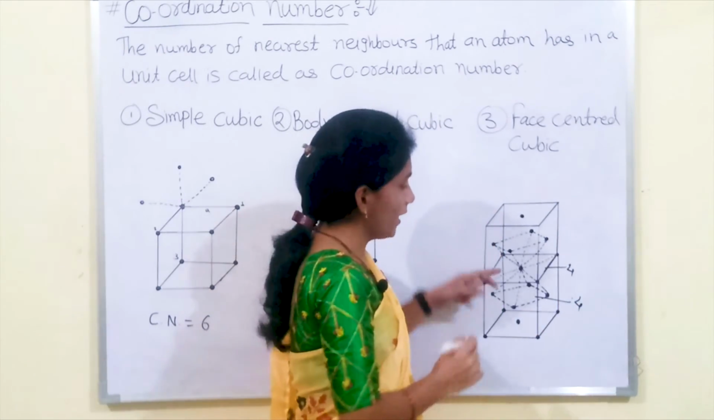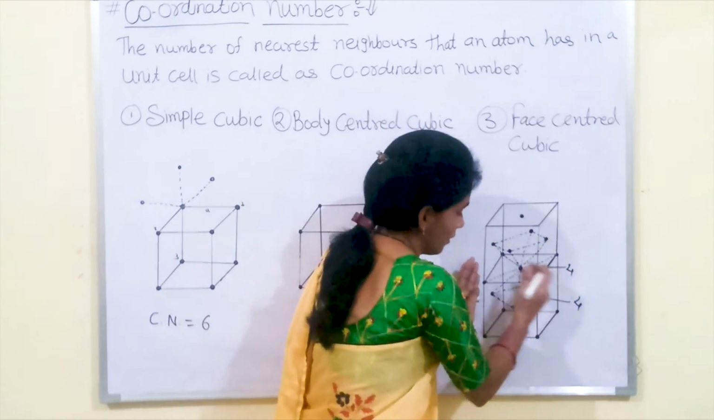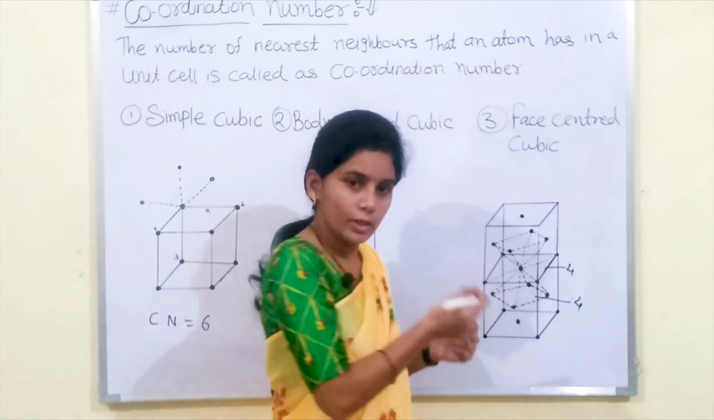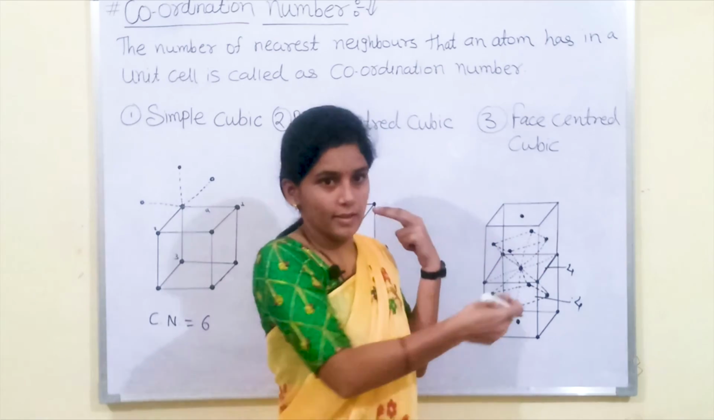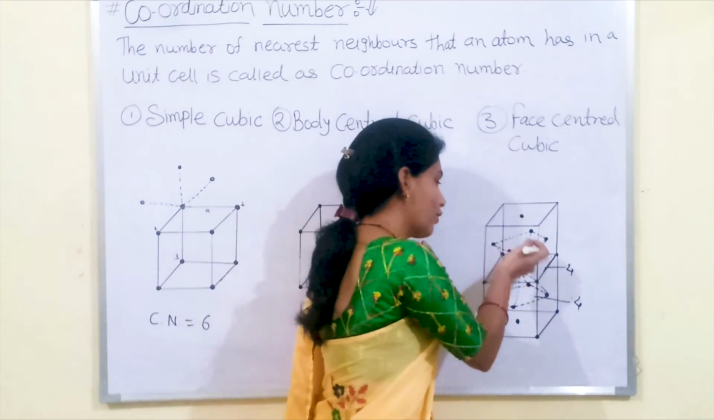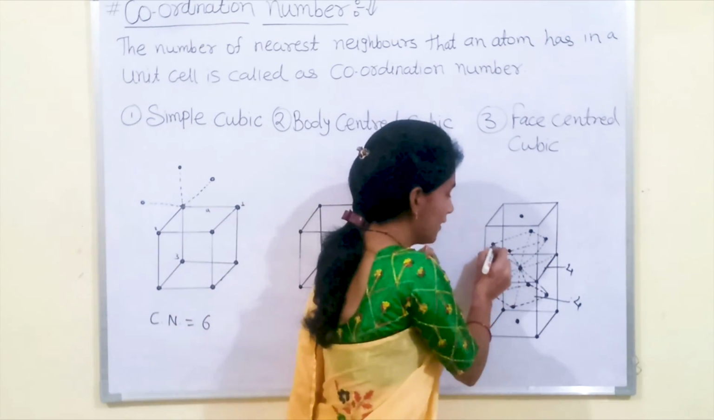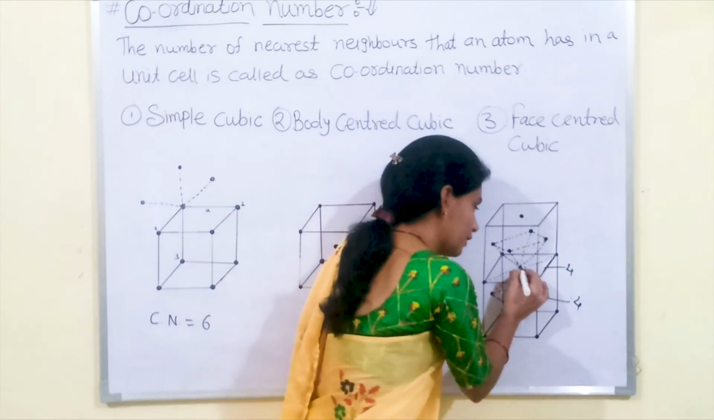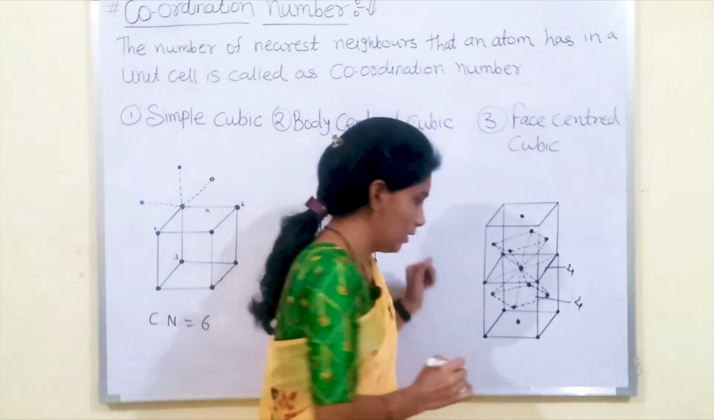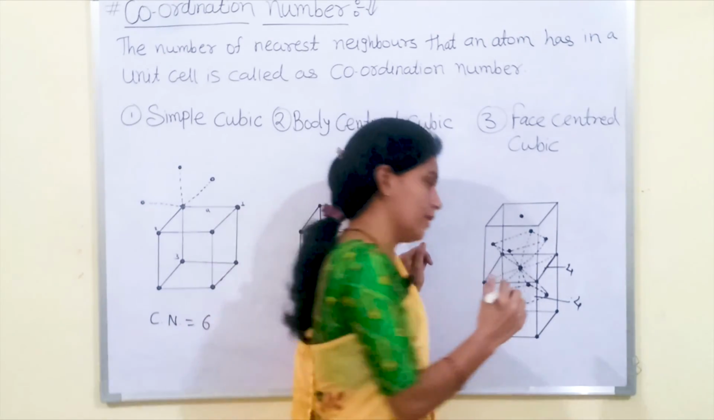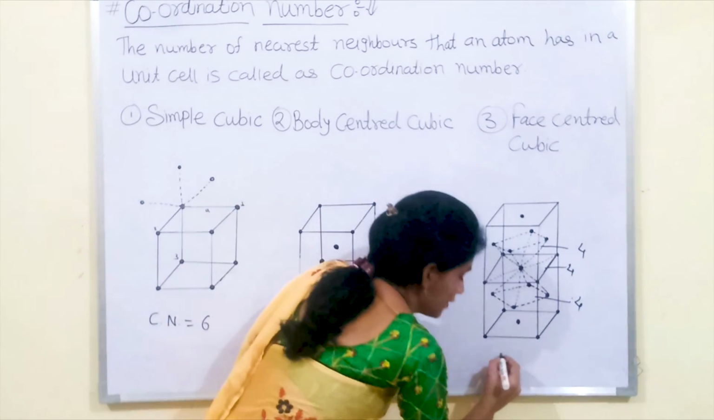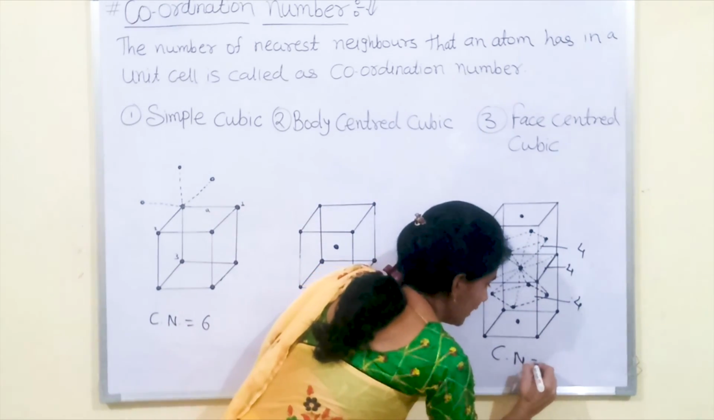If we consider another unit cell, this is the first basic unit cell and this is the adjacent unit cell. From the adjacent unit cell there are 4 face centered nearest atoms of this particular atom which we have considered. So there are also 4. Then in FCC the coordination number is 12.